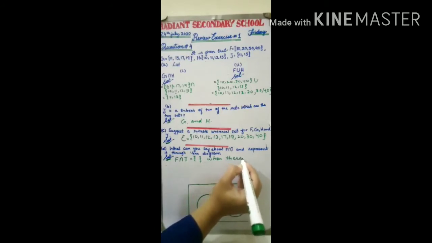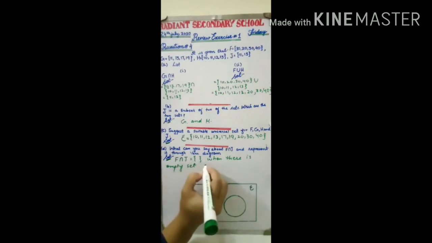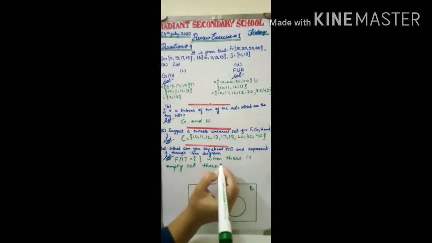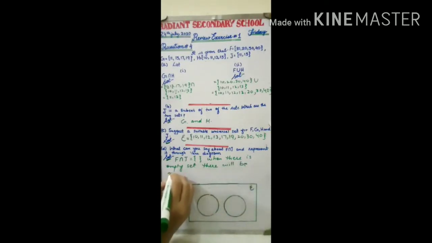When there is an empty set, there will be no shading.